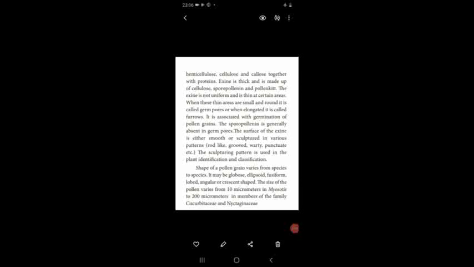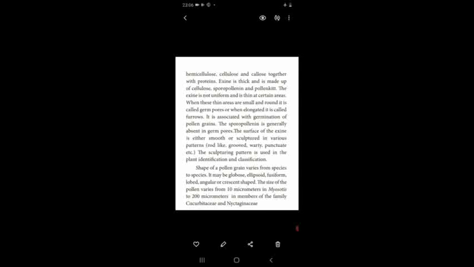The shape of the pollen grain varies from species to species. It may be globose, that means oval shaped, ellipsoid, fusiform, lobed, angular or crescent shape. So these are all the different shapes of the pollen grains. The size of the pollen grains also varies from 10 micrometer in myosotis to 200 micrometer in members of the family Cucurbitaceae and Nyctaginaceae.